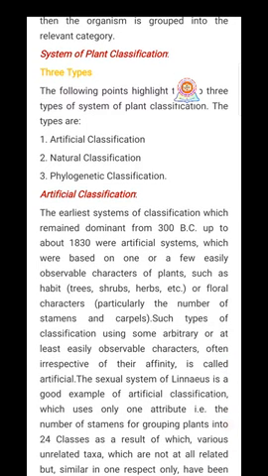We start with artificial classification. Artificial classification is the earliest system of classification and remained dominant from 300 BC up to the 1830s. Artificial systems are based on a few easily observable characters of plants, such as the habit of the plant, that is, whether it is a tree, shrub or herb, and the number of stamens and carpels in the plant. These observable characters are considered for the classification of plants.